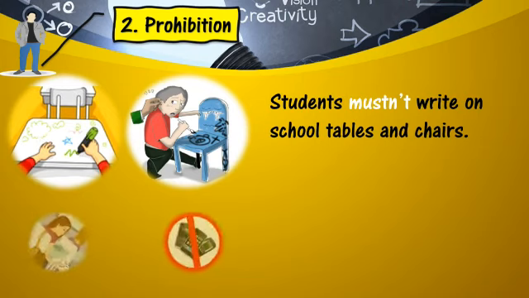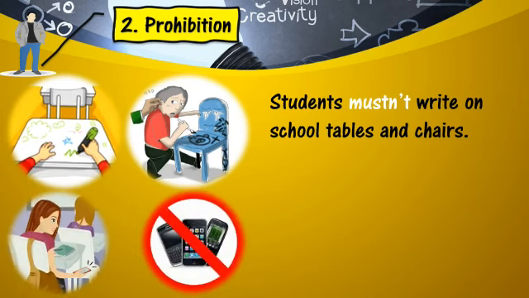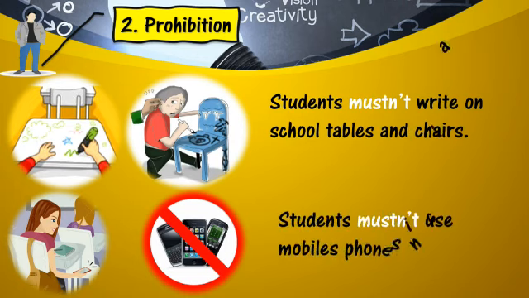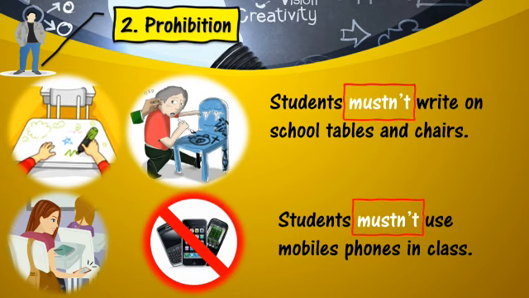Another example is using mobile phones in the classroom. You all know that this is not allowed. Using mobile phones in the class is prohibited. Students mustn't use mobile phones in class. Students must not use mobile phones in class. So to express prohibition, we use the modal verb mustn't, which is a short form for must not.